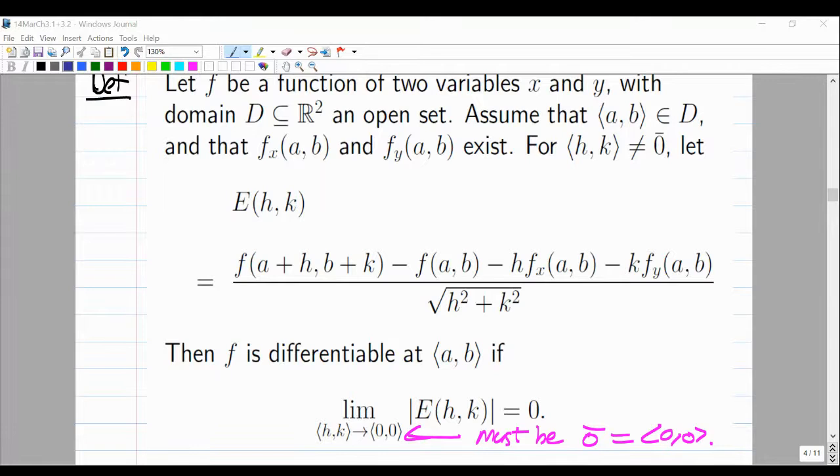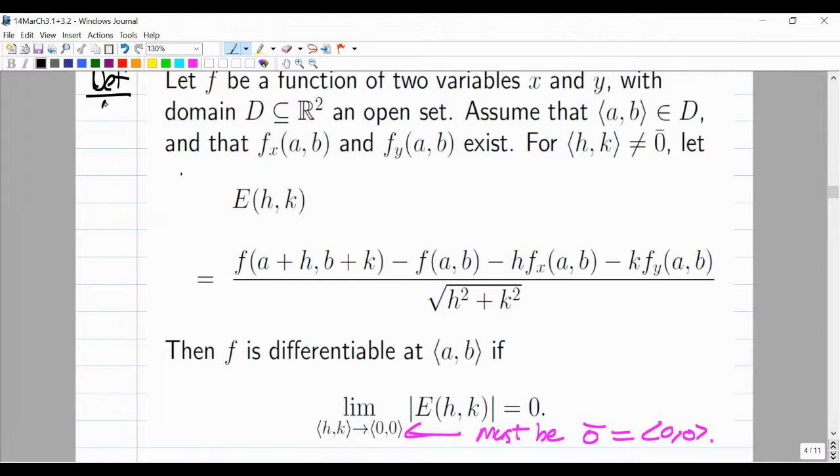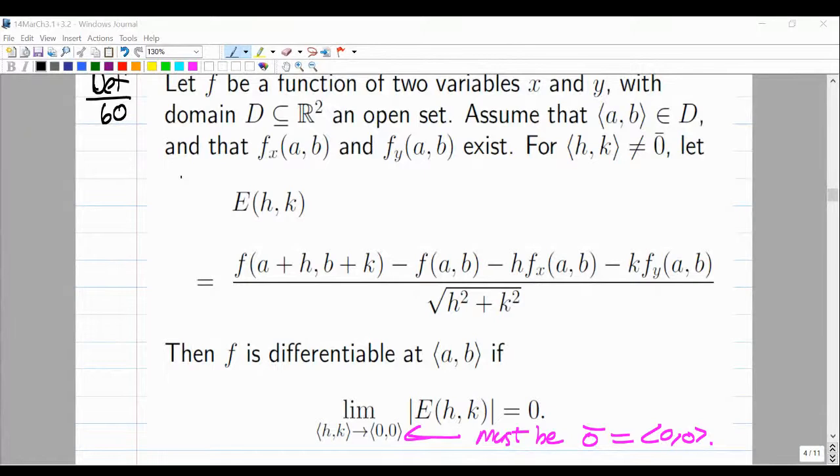So this is definition 60 in the book. Are there any questions? This is what it means for a function of two variables to be continuous.